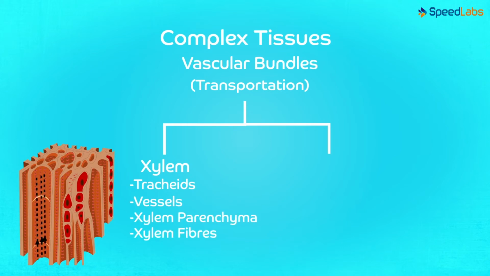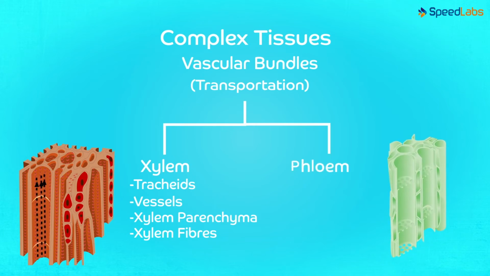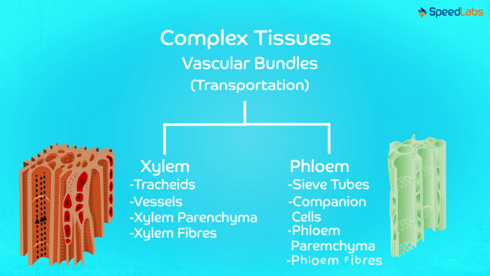Similarly, for the transport of food, we have the phloem to help the plant. It is also made up of four major types of cells. That is the sieve tubes, companion cells, phloem parenchyma, and phloem fibers. The most unique characteristic of phloem is that it can pass the substances in both the directions. Well, this was a general idea about the various tissues found in plants.